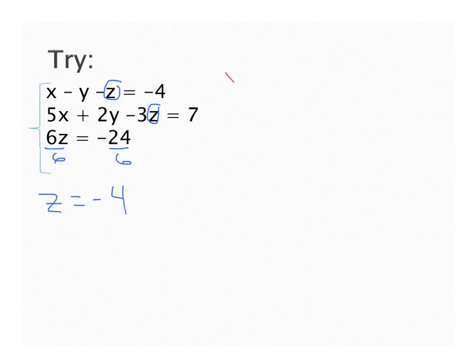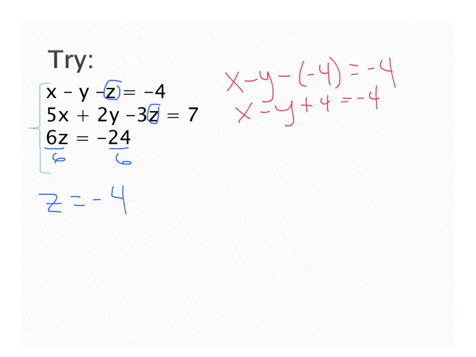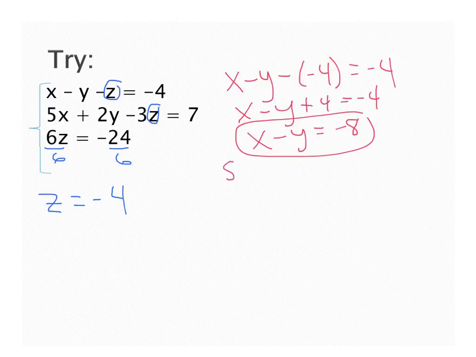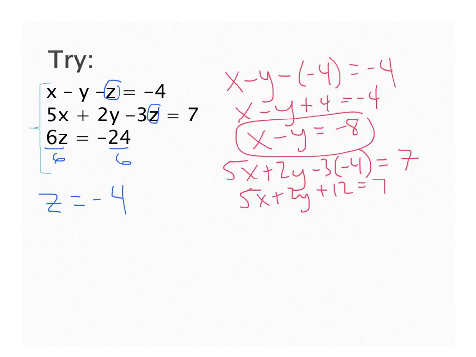Let's do that. I'm going to have x minus y minus negative 4 equals negative 4. Let's simplify this. We get x minus y plus 4 equals negative 4, and then I'm going to subtract that 4. I'm going to get x minus y equals negative 8. So there's one of my equations. The other one, when I plug it in, will be 5x plus 2y minus 3 times negative 4, so I'm plugging that in for z, equals 7. Well, negative 3 times negative 4 is positive 12, so I have 5x plus 2y plus 12 equals 7. I subtract that 12 and I get 5x plus 2y equals negative 5.